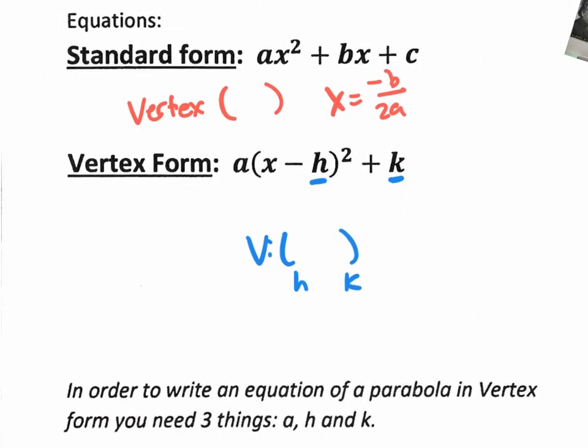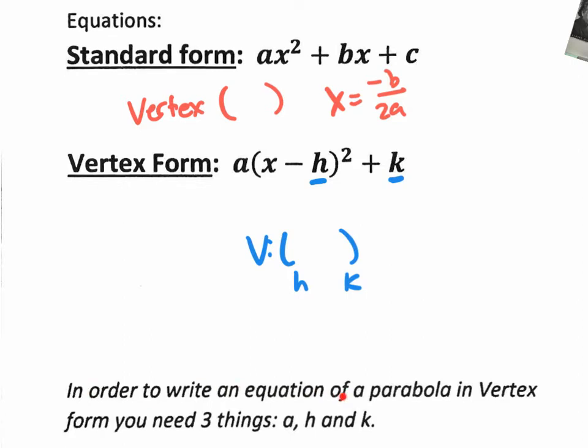H is the only one where you think opposite if you're looking at an equation and you want to find your x value of your vertex. Because of this minus sign, whatever you see right here, you think opposite. So if you see a minus 3, that's actually going to be a positive 3. If you see a plus 3, that's actually going to be a minus 3. Make sense? All right.